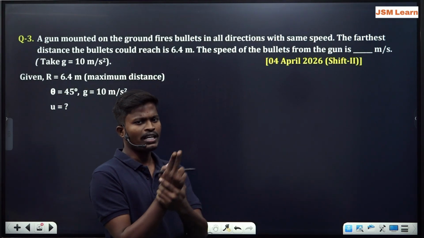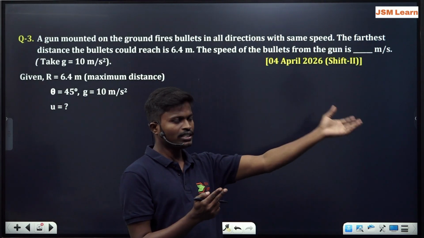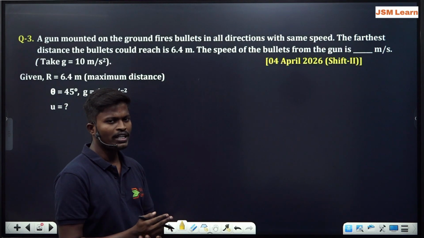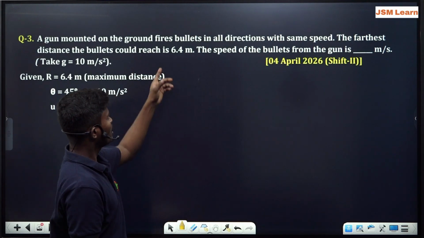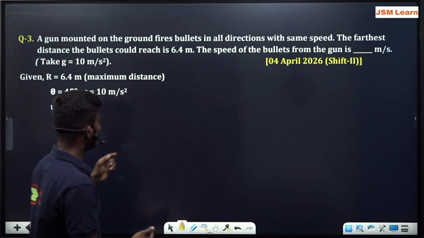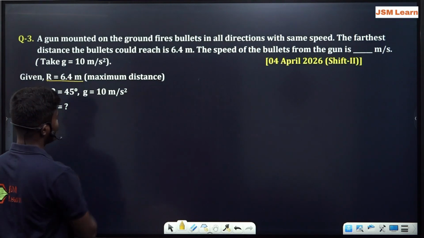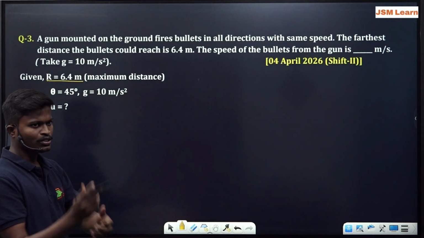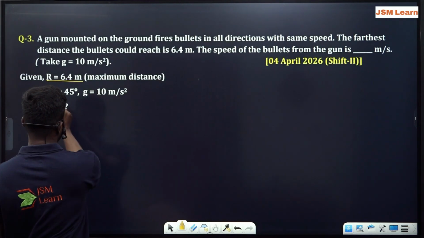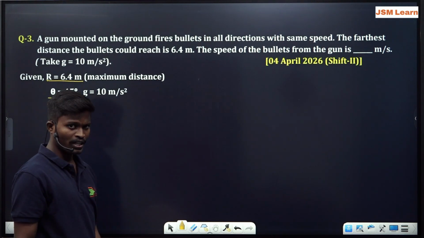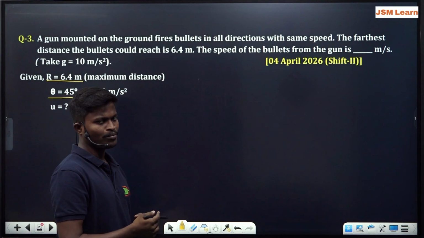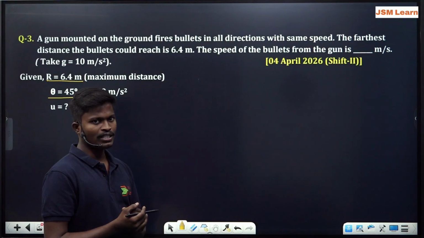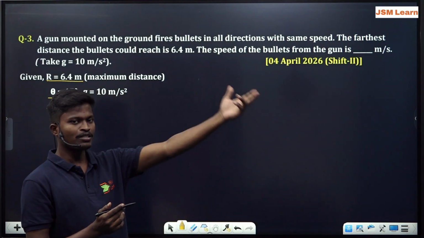He may fire with any angle, but the longest distance is 6.4 meters. It's a very short range gun, I think. Now 6.4 meters is the long range, so R value is 6.4 meters. For maximum distance covered by any projectile, we take the angle theta equal to 45 degrees, because in the range formula, only for theta equal to 45 degrees do we get maximum range.